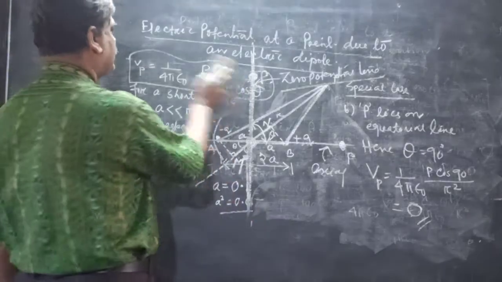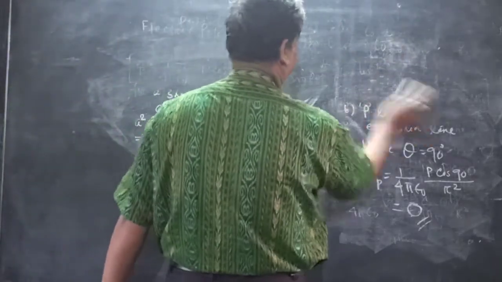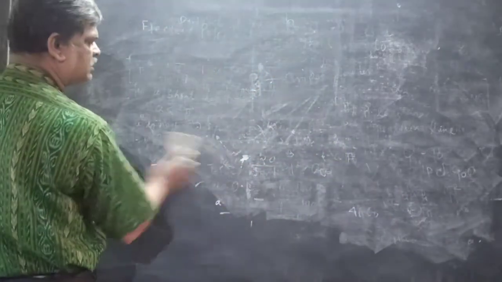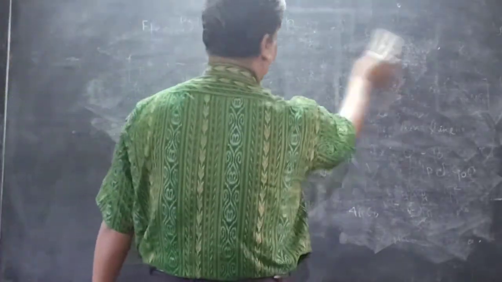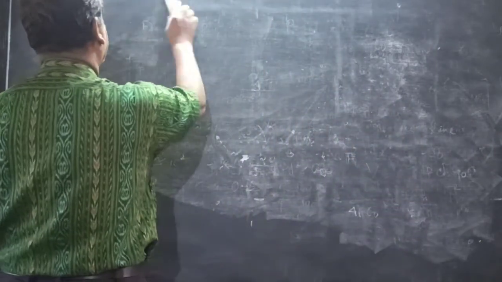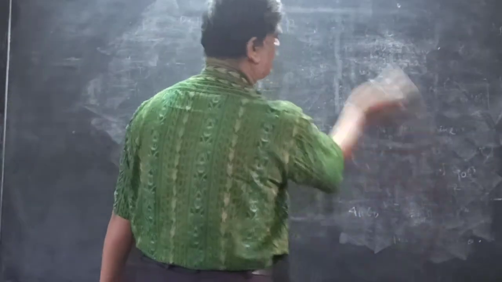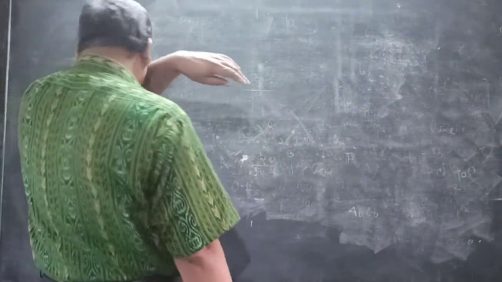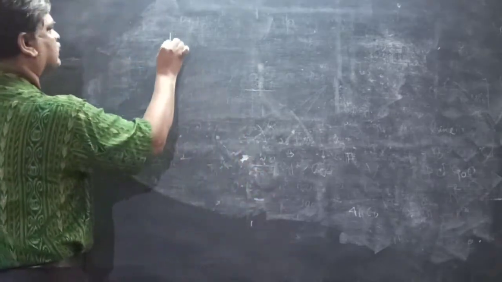So this is your electric potential due to an electric dipole. Now we will see the relation between electric potential and electric field intensity, the relation between electric potential or potential difference and electric field intensity.